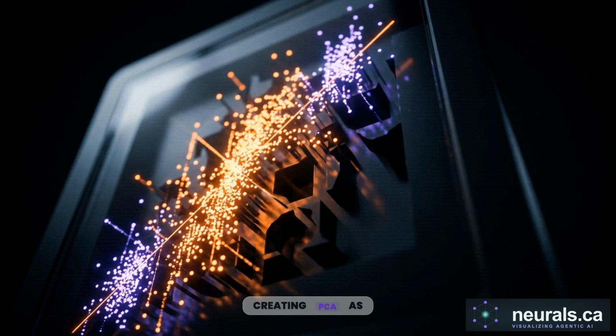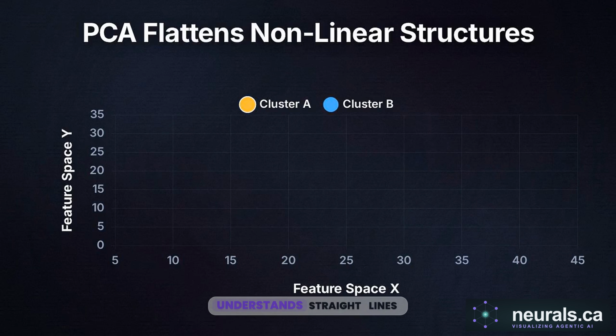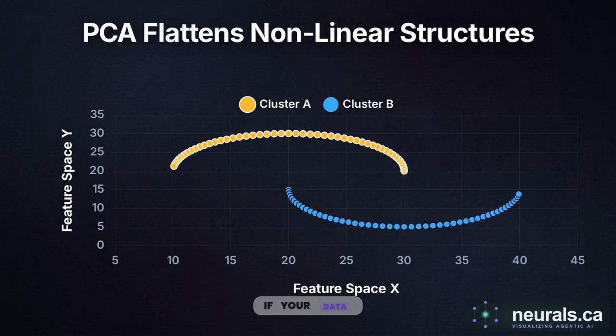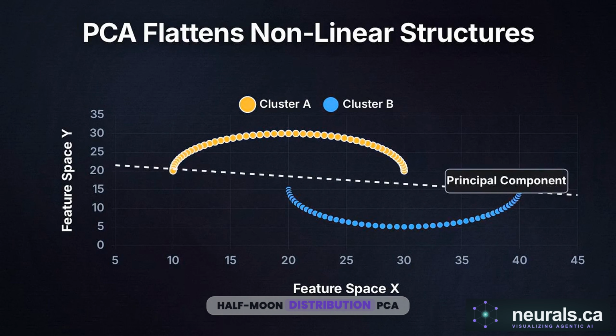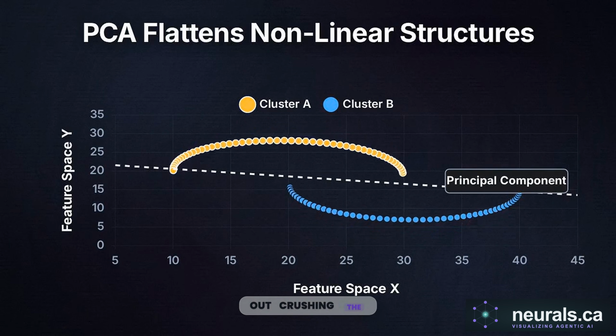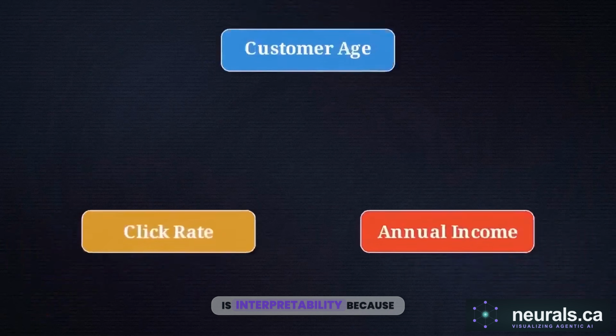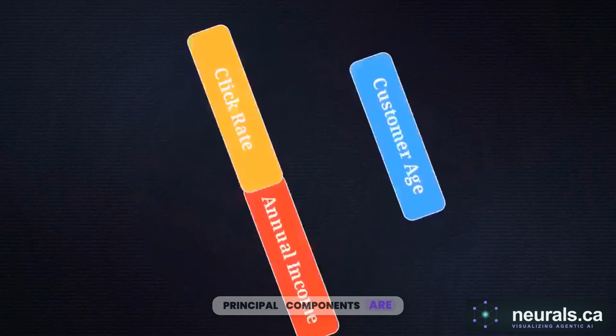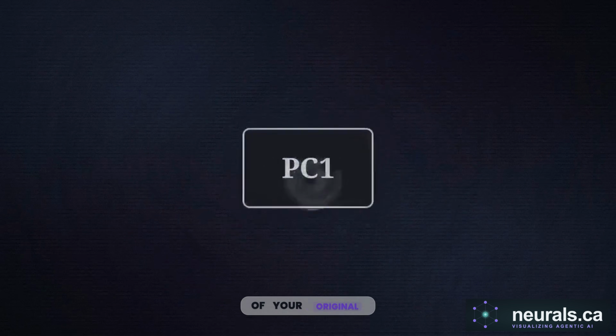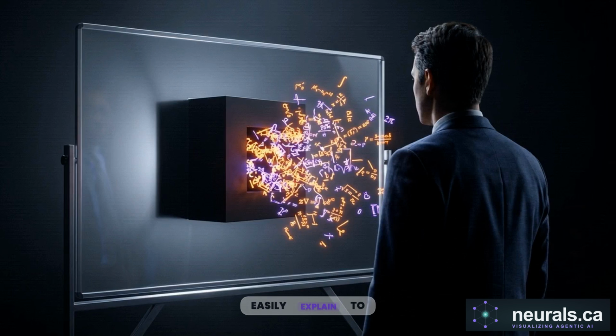However, treating PCA as a universal fix will ruin your models if you ignore its 4 distinct blind spots. First, it only understands straight lines. If your data has a curved structure, like a spiral or a half-moon distribution, PCA will flatten it out, crushing the data into a meaningless jumble. Second is interpretability. Because principal components are abstract mathematical blends of your original features, you cannot easily explain to a human stakeholder exactly which input drove a specific decision.